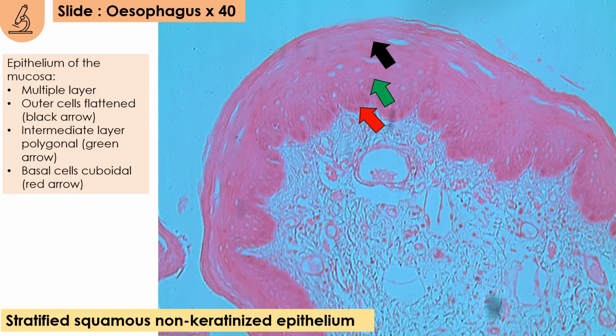So let's look at another slide. This is thick skin. Remember, in the lecture I already mentioned that the skin is composed of epidermis and dermis. So this part is the epidermis, this part is the dermis. Let's focus on this part.